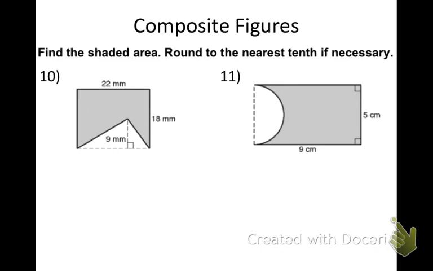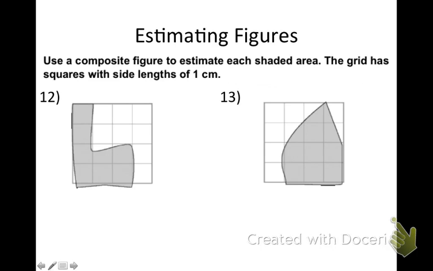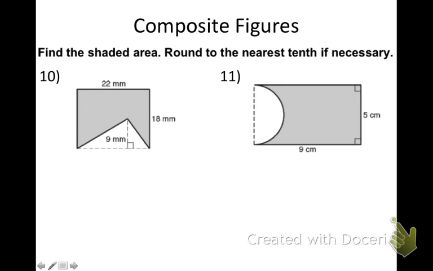So try number 10 on your own. Find the shaded area, round to the nearest tenth if necessary. Notice number 10. It gives you a rectangle. You have a rectangle, and then you also have a triangle. Okay, so find the area of the rectangle, then subtract the area of the triangle. Try number 10 and 11.